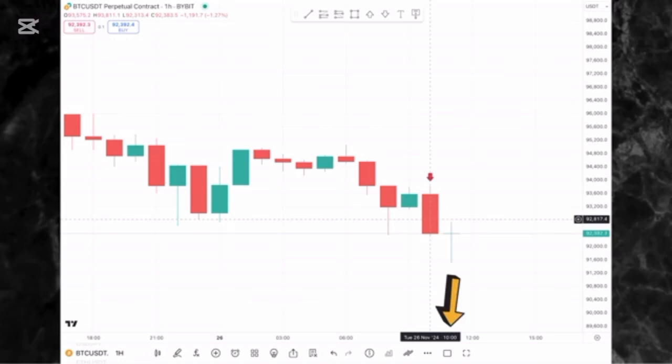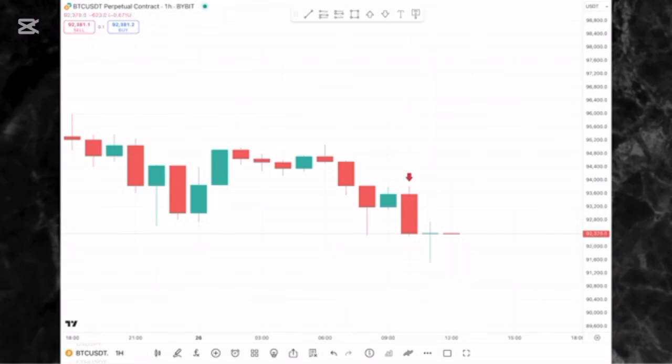At the bottom of the screen, you'll see where it says Tuesday, 26 November 2024, 10 a.m. So that 10 means 10 a.m. That means this candlestick is showing you how the market has performed between 10 a.m. to 11 a.m. Remember, it is 1 hour time frame. So this candlestick right here is representing how the market performed between 10 a.m. to 11 a.m. That's just the meaning.